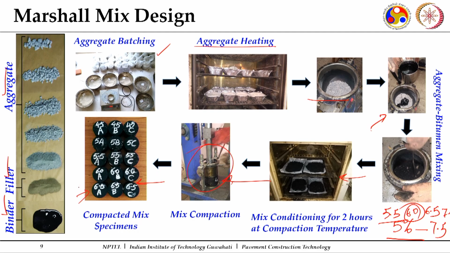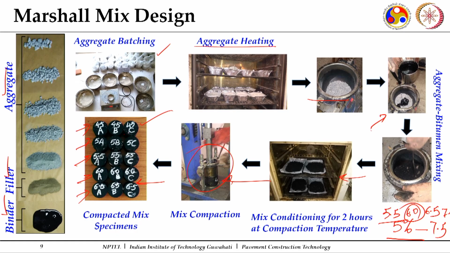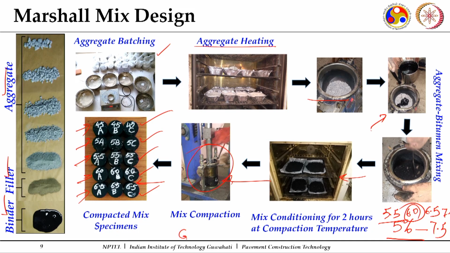Now, all these specimens are compacted specimens, and I have shown them here. This is how the nomenclature can be given. Say for 4.5, for each binder content I will at least prepare 3 replicates. So, here you can see for 4.5, 3 replicates, then 5, 5.5, 6, 6.5. So, here 5 different trial binder contents, and in addition to this, you have to prepare loose mix for the determination of your maximum specific gravity.